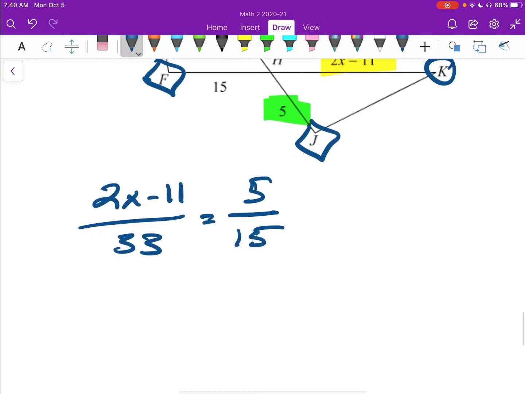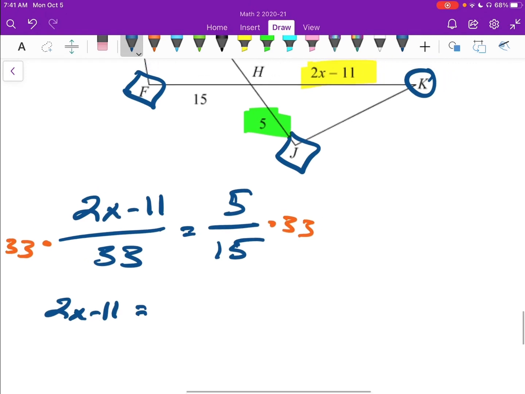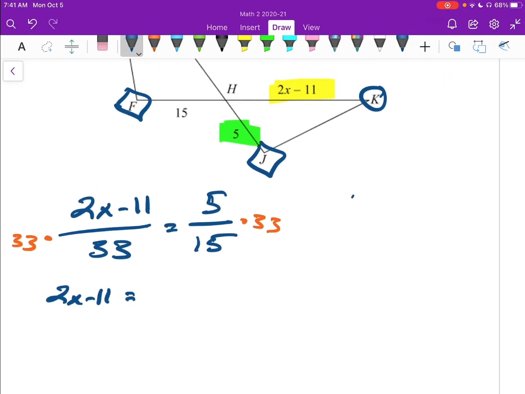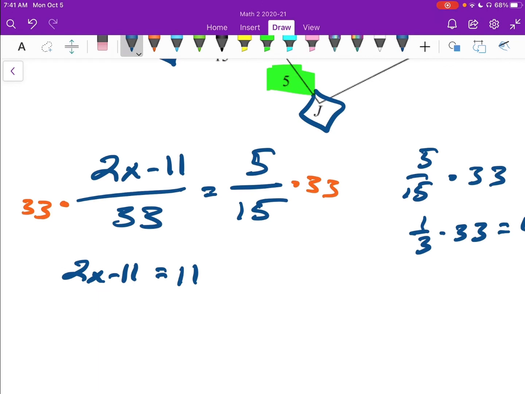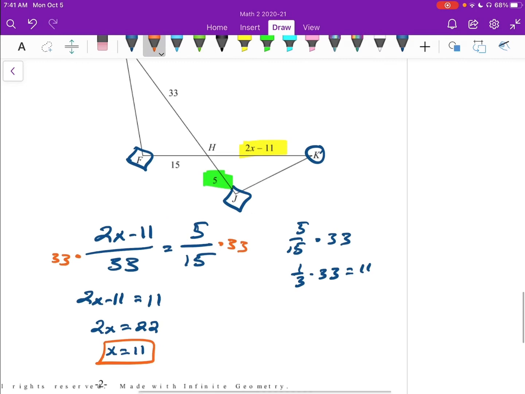I'll just multiply by 33 to start off with. So I've got 2x minus 11 equals, well, what's that fraction over there going to be? 5 over 15 times 33. That is 1 over 3 times 33, which is 11. So I'm going to put 11 there. I add my 11 over, and I get 2x is 22. Divide by 2, and x is 11. There we are. That's our answer.